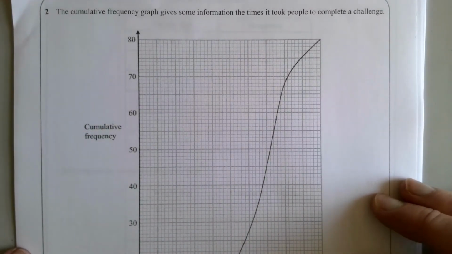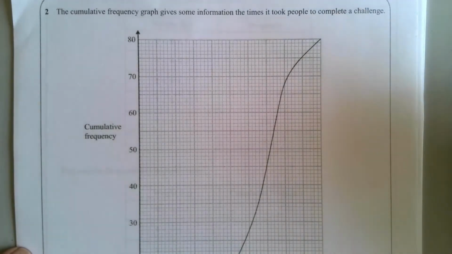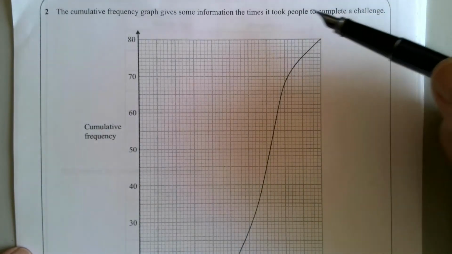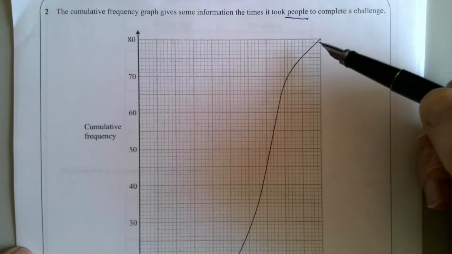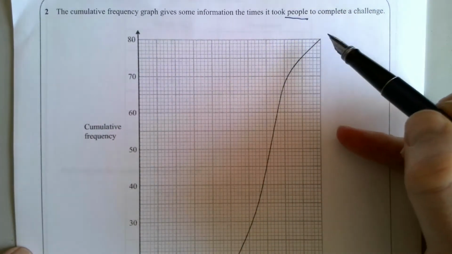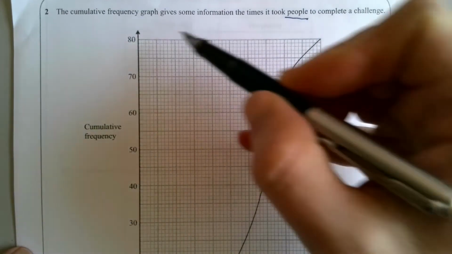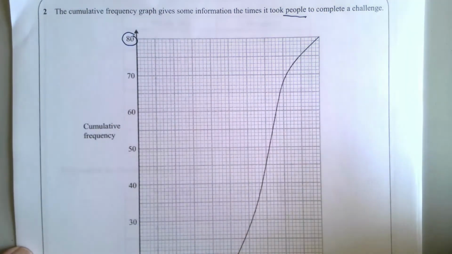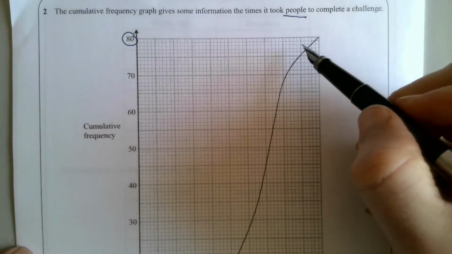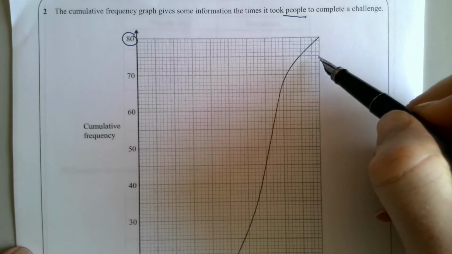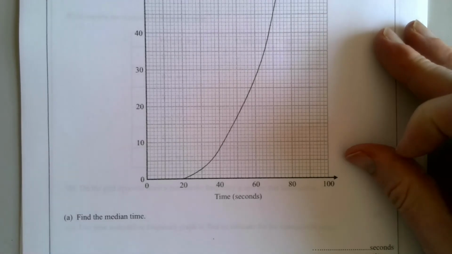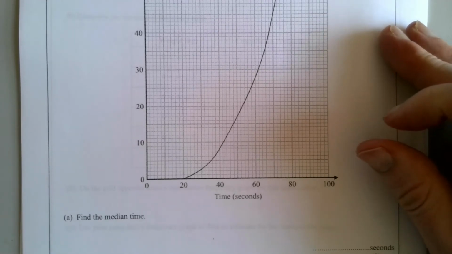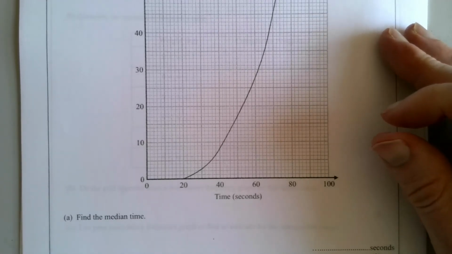Question 2 kicks off by saying that the cumulative frequency graph gives the information the times it took people. Often it says how many people, but you always know how many people by where the curve finishes. It finishes at 80, so you know there were 80. If that curve had finished there, then it would have to be 75, so be aware of that. The first question is find the median time. So pause it and have a go.